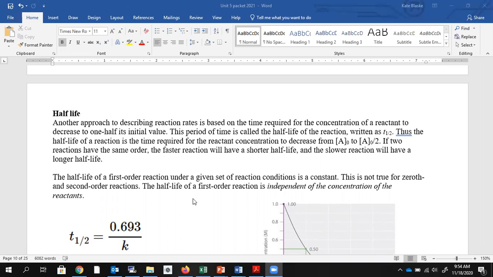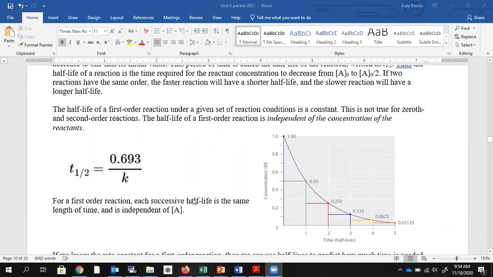Half-life is exactly what it sounds like. It is the time it takes for a reaction to go through half of its reactant. So for the concentration of the reactant to decrease to 1/2 of its initial value. The shorter the half-life is, the less time it takes, the faster the reaction is.